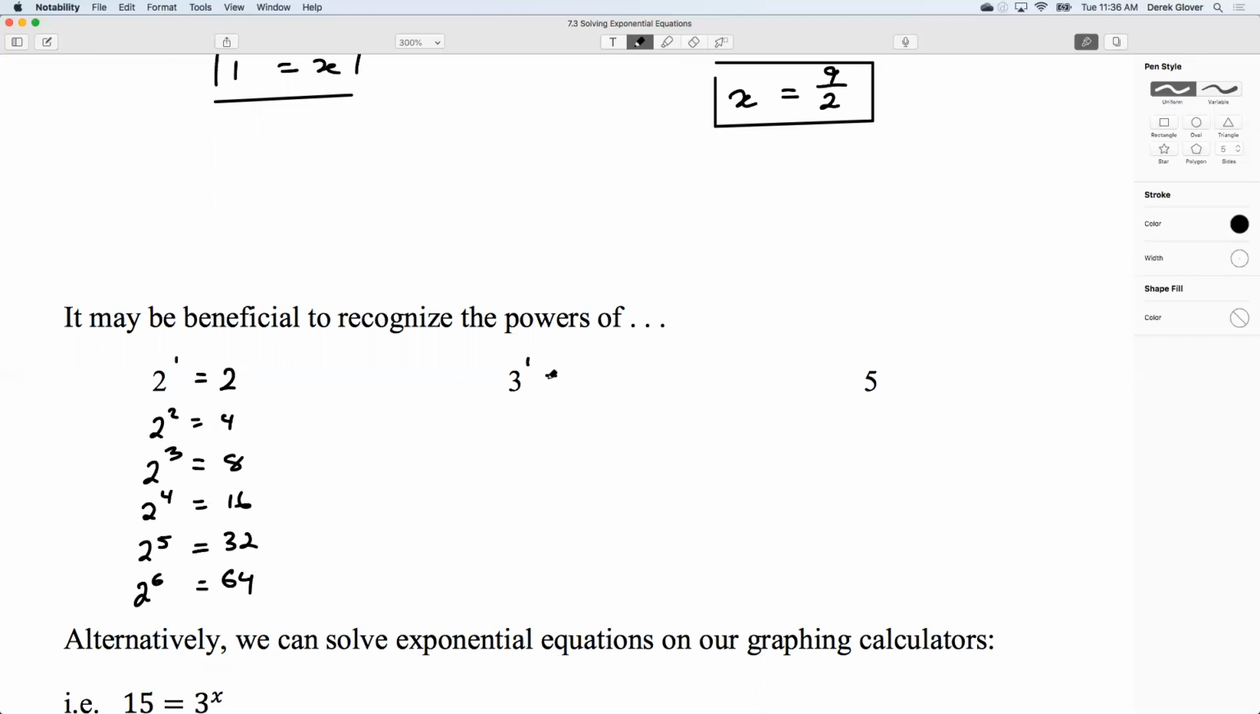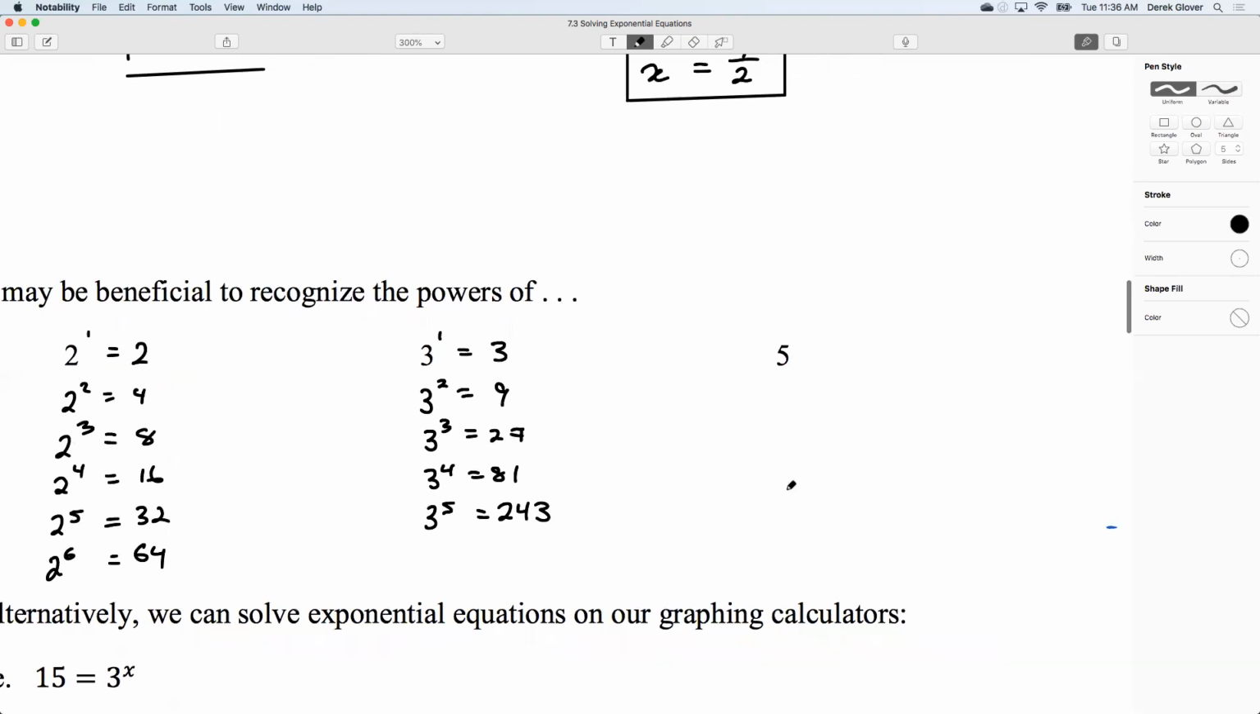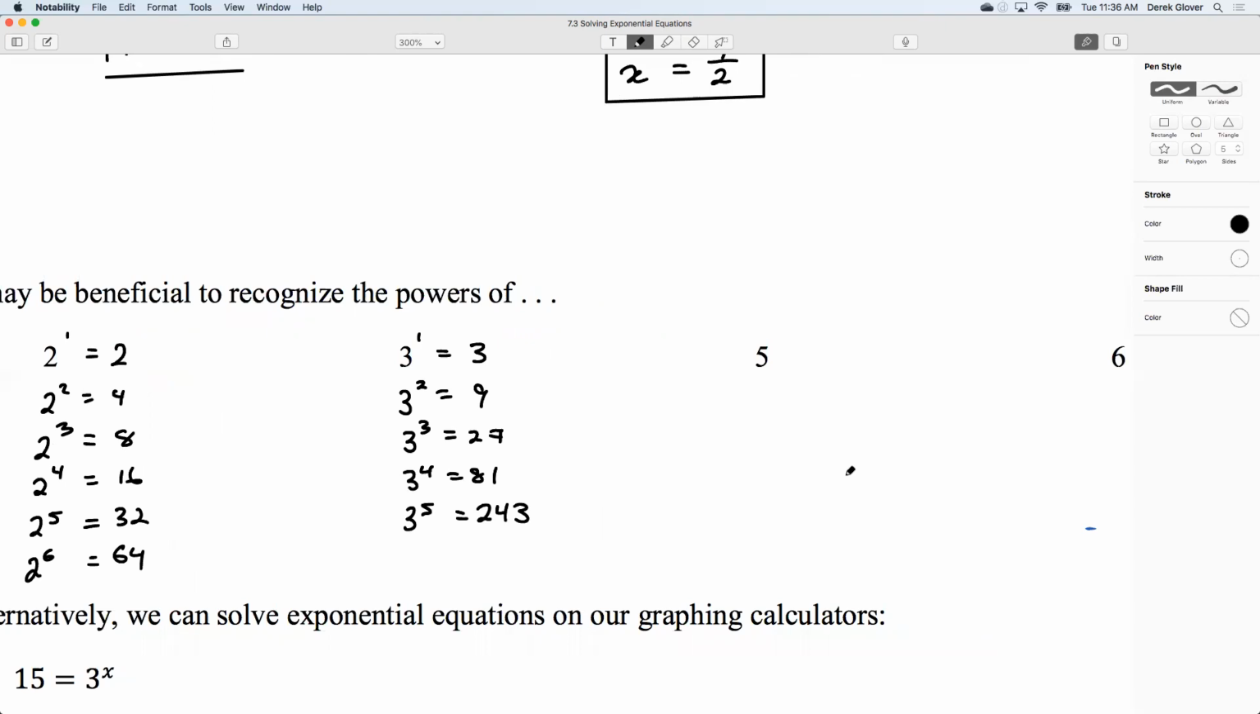3 to the 1 is going to be 3. 3 squared is going to be 9. 3 cubed will be 27. 3 to the 4 is 81. And 3 to the 5 is 243. And powers of 5, I'm not going to go as high up with the bigger numbers. 5 to the 1 is 5. 5 squared is 25. 5 cubed is 125. And 5 to the 4 is 625.